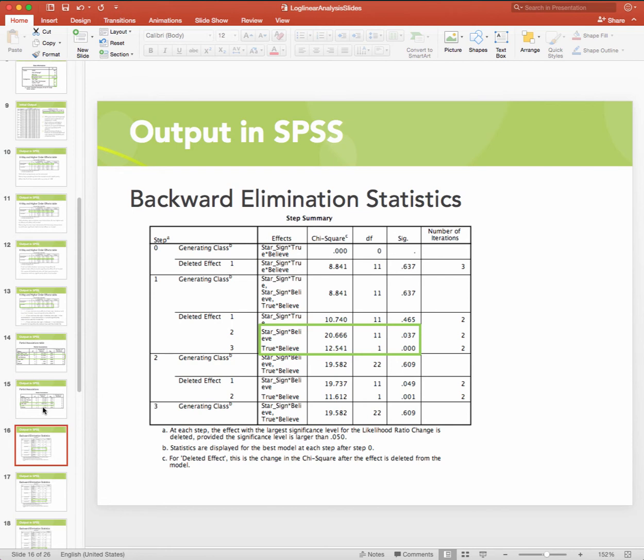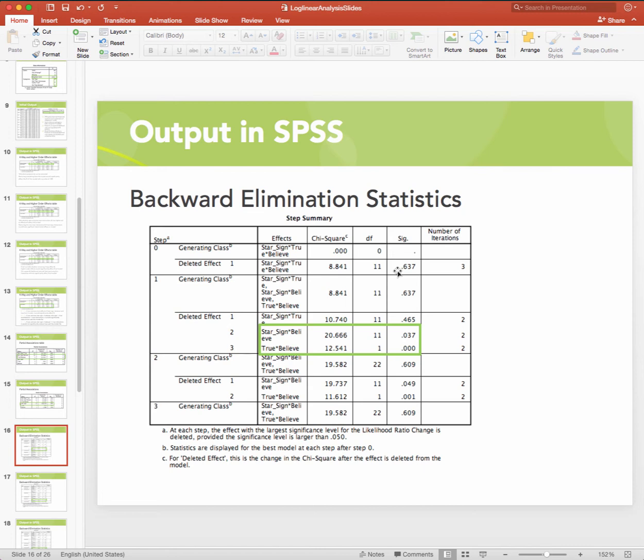The final output deals with the backward elimination, and SPSS begins with the highest order effect. So in this case, it's the star sign times believe times true interaction. It removes it from the model, sees what effect this has, and if the effect is not significant, it moves on to the next highest effect. In this case, it's going to be our two-way interactions. So at step 0, removing the three-way interaction does not have a significant effect, because if you look here, our significance value is 0.637.